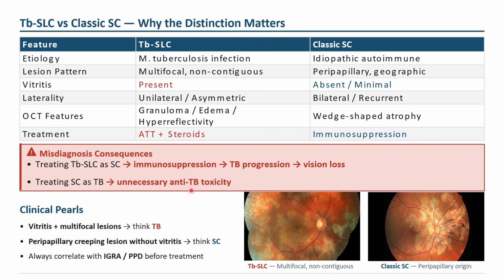So the main points that you should mention to your examiner: presence of vitritis is in favor of the tuberculous variety, along with multifocality and peripapillary creeping. Peripapillary involvement is characteristic of the classical one, usually without vitritis. So this is the classical variety, you can see it surrounding the optic nerve, peripapillary, and this is the multifocality due to the tuberculous variety.